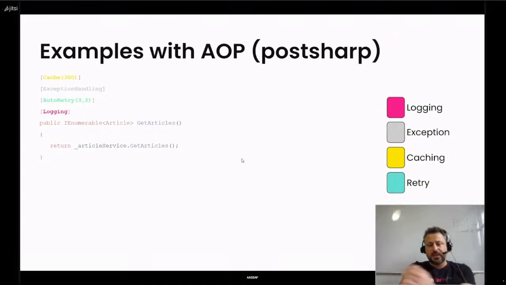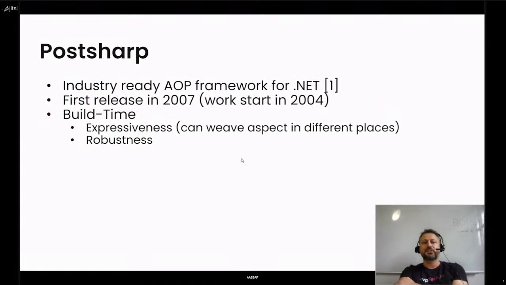In fact, in this example, I'm using PostSharp, which is an industry-ready framework for .NET. It was released in 2007, and it's based on build-time weaving, and it can be used in any industrial program. There is a community license, and there is a commercial license, in fact.